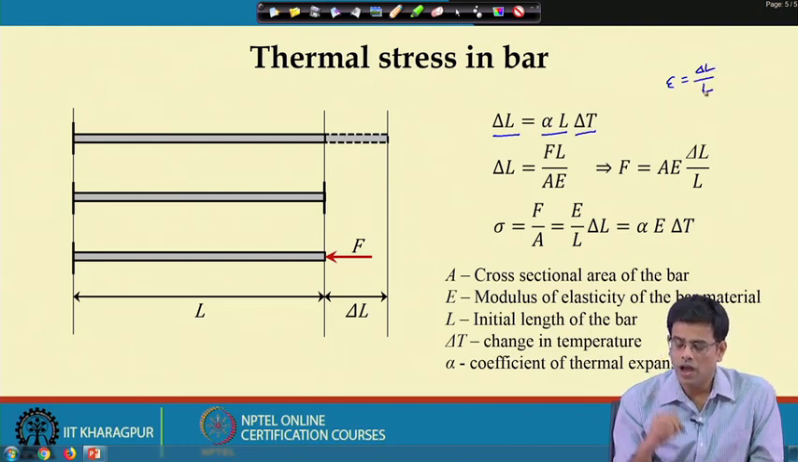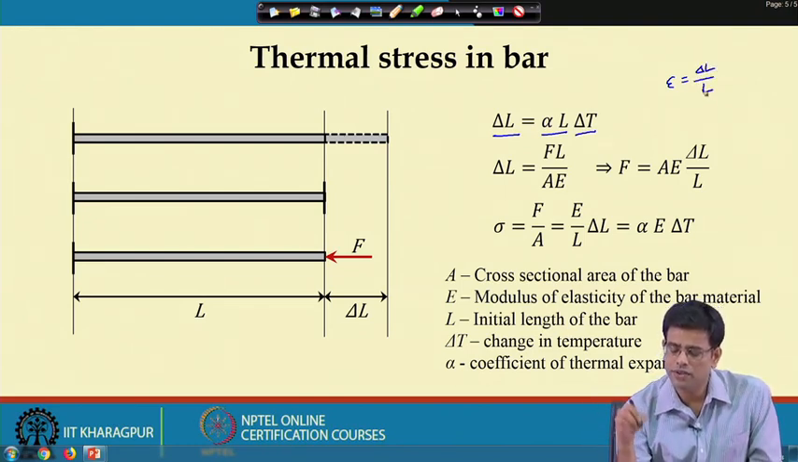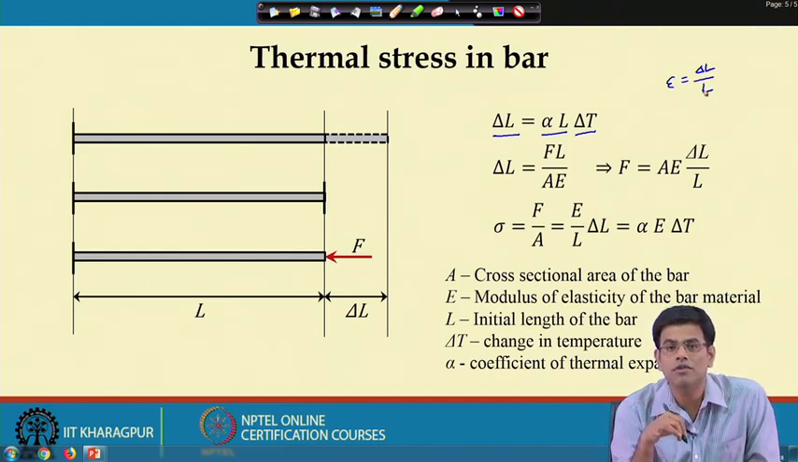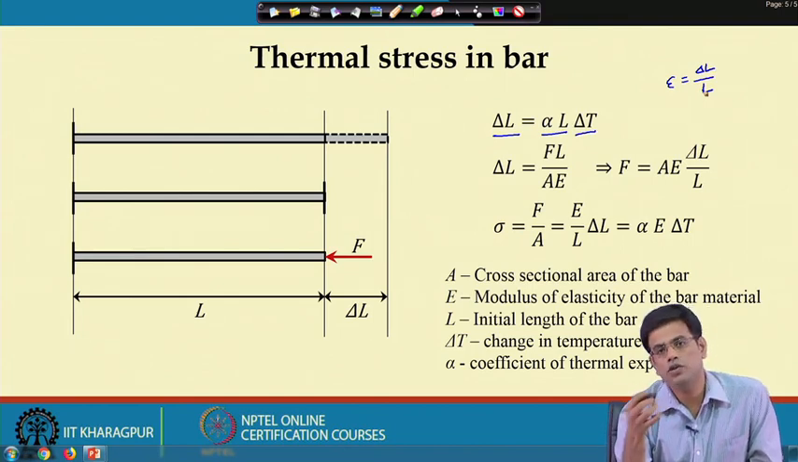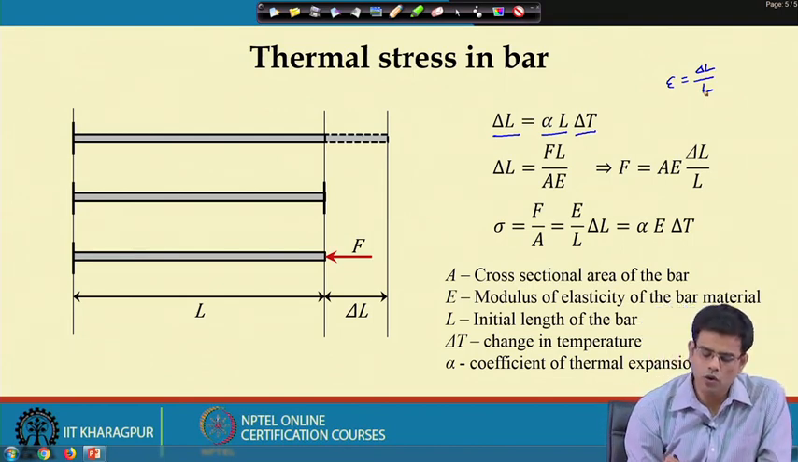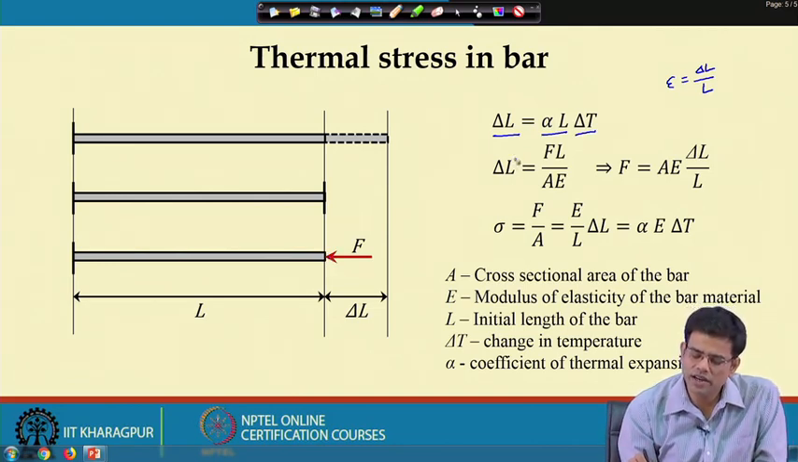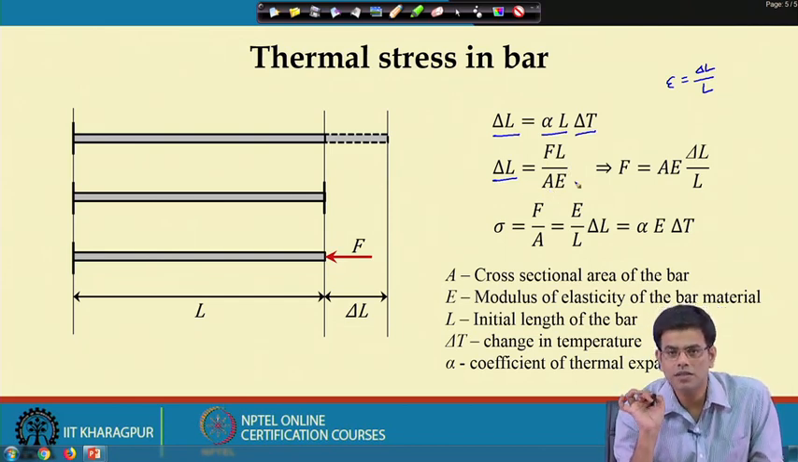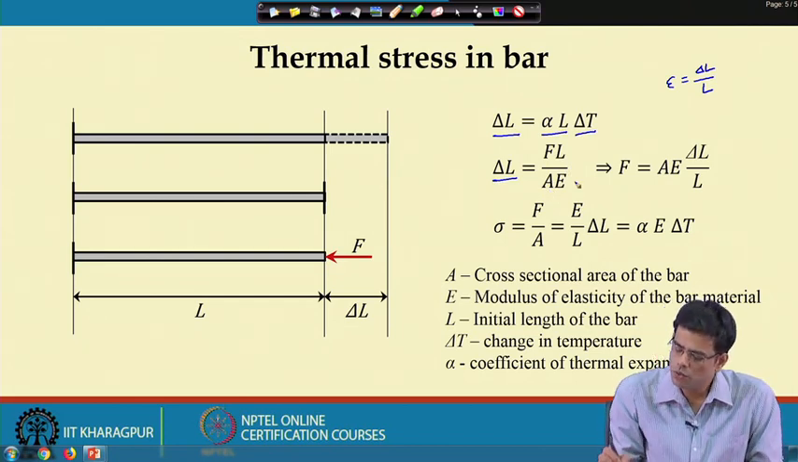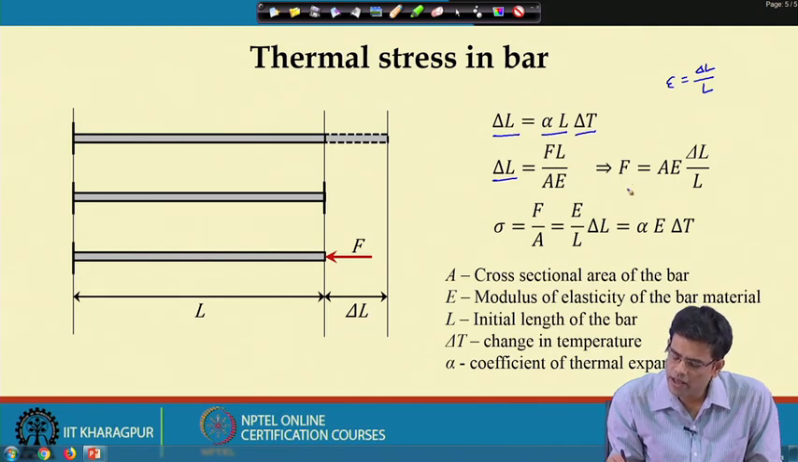So, this we know. Now, suppose there is an equivalent loading, an equivalent force which is F. Also we know that if I put this equivalent load here, then the strain generated is FL by AE. This is also from our strength of material knowledge. Now, simplifying, I can write F in this manner.